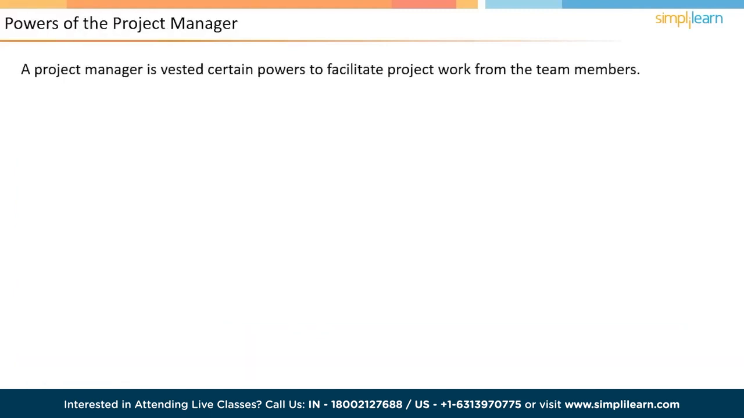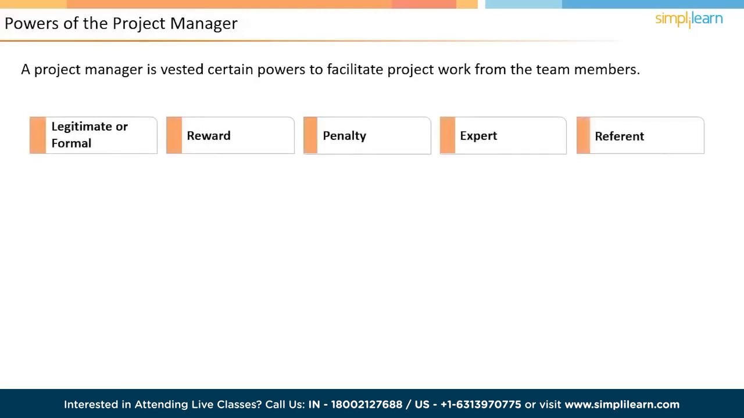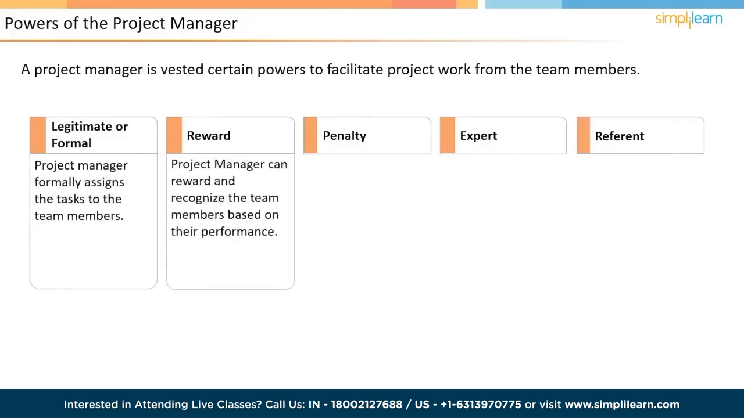One of the key responsibilities of a project manager is to get work done by the team. There are certain powers that a project manager can use to get the work done. A project manager has to use a combination of techniques to get this accomplished. Various powers of a project manager are legitimate or formal, reward, penalty, expert, and referent. In legitimate or formal, a project manager can formally assign work to a team member that he or she has to do. A project manager can reward and recognize the team members.